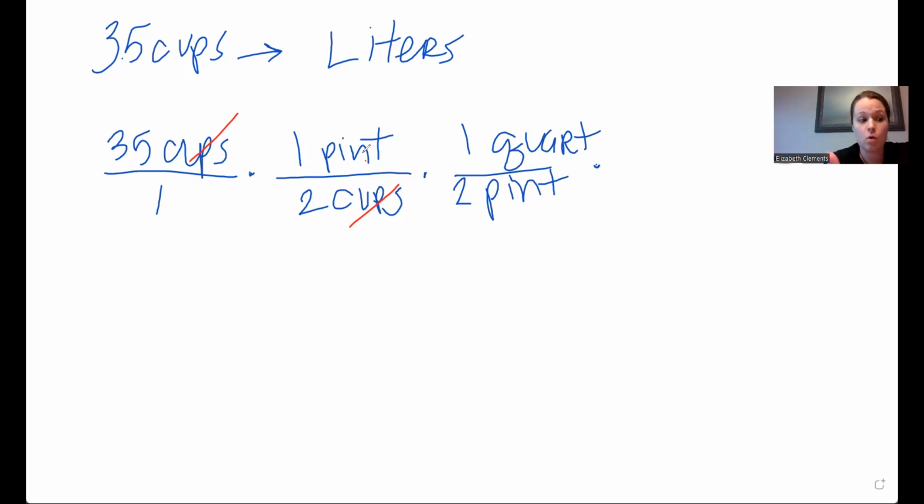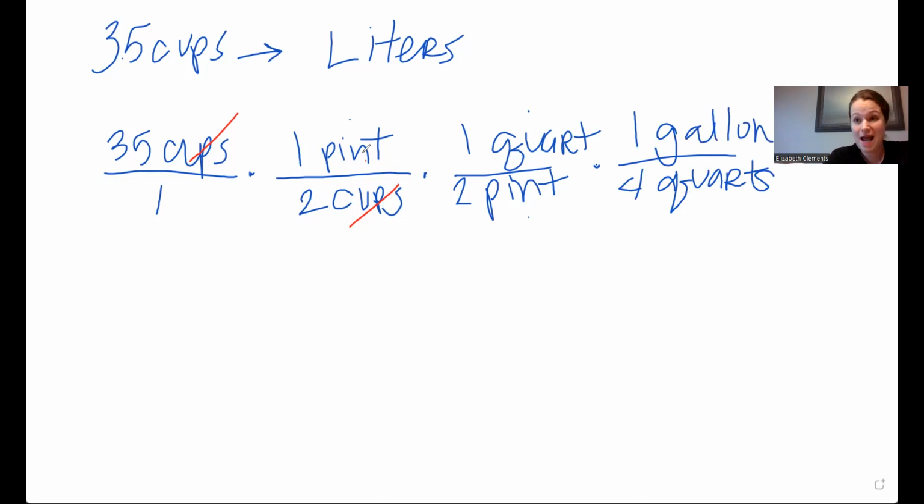Okay, so now I want quarts. I still want liters. So now I can go quarts to gallons. Remember, here, pints was in the numerator. I put it in the denominator. Quarts is in the numerator. I need it to be in the denominator if I'm going to have it cancel out or divide away. So we have 4 quarts and 1 gallon.